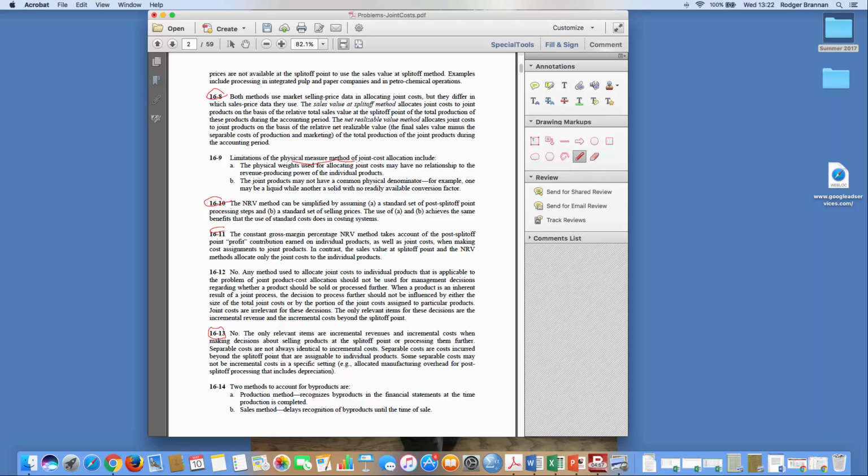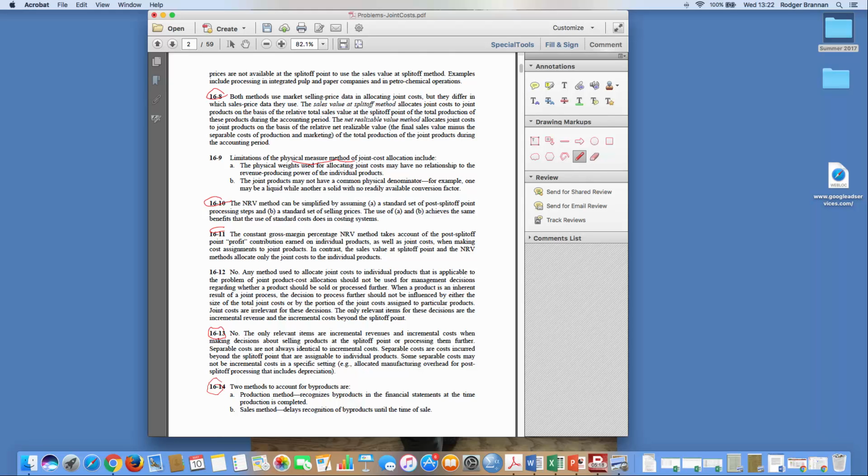So joint costs are interesting, but they're only used to value, if you will, the inventory, or to cost the inventory and cost of goods sold. They are never used to decide what do I do with the product. And that seems a little bit different. It seems to be a little bit strange.